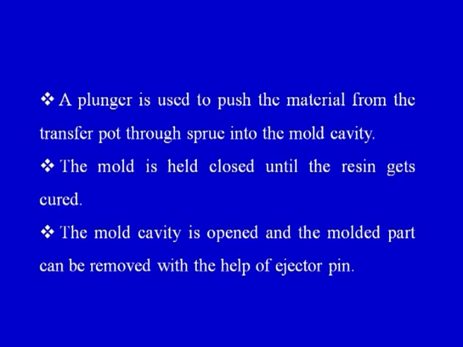Now this is an important difference between the casting that we have seen in our previous lecture, in which we have seen how casting of plastics is done. The mold that was shown there was an open mold, which was open to the atmosphere, but here the mold that we have made is a closed mold. So here in point number 2 on your screen you can see the mold is held closed until the resin gets cured.